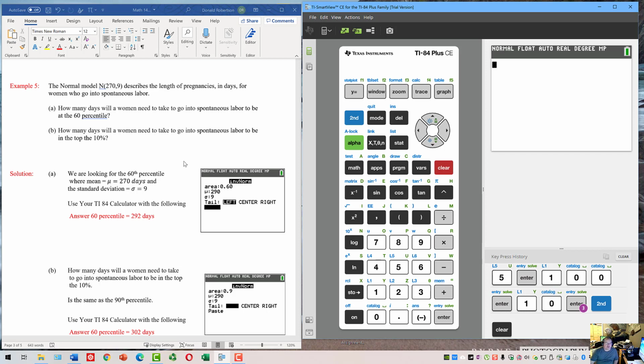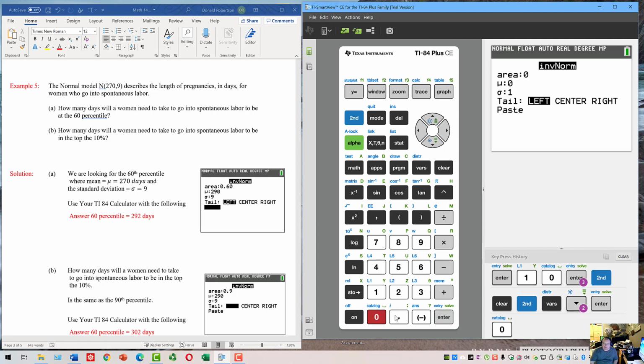Well, that involves a new guy. It's called the inverse norm guy. Because what we're actually calculating here is a number that corresponds to a 60th percentile. Right? So, blue button, distribution. But number 3 now. Inverse norm. I know it's got a funny name, but that's its name. Now the area that they're calling the area represents the 60th percentile. 60th percentile as a decimal is 0.6. It means 60% or less. So I'm typing in 0.6.